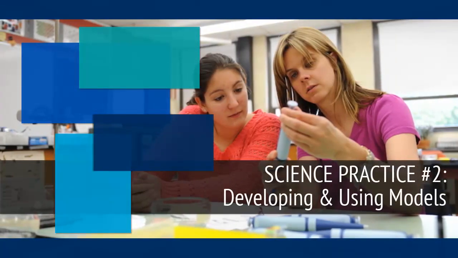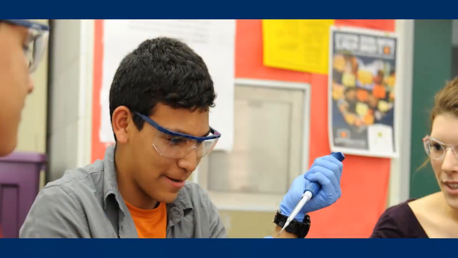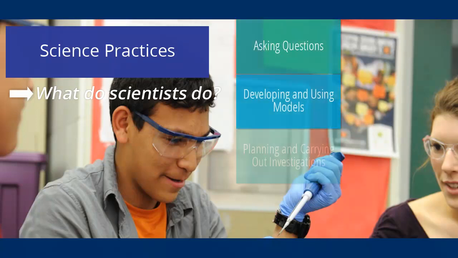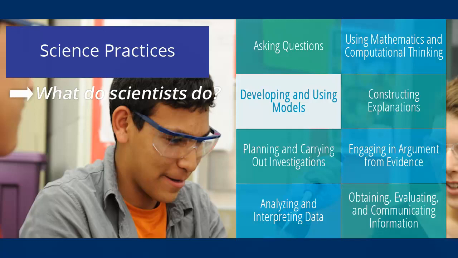Science practice number 2, developing and using models. The Next Generation Science Standards outline 8 essential practices that are based on an analysis of what professional scientists do. By engaging in these practices, students gain an understanding and an appreciation of important scientific concepts, skills, and discoveries. Here we explore practice number 2, developing and using models.